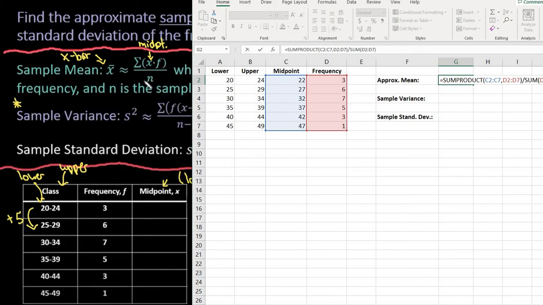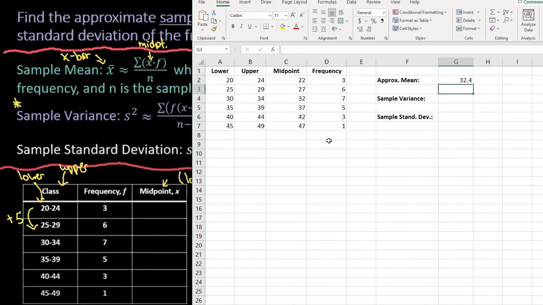Okay, so this matches our formula. It's the sum product of our midpoint times our frequency divided by the sum of our frequencies. So remember, n is just the sum of our frequencies. And then when I hit enter, it will automatically give me the mean. So I would put that my x bar, or my sample mean, is 32.4.